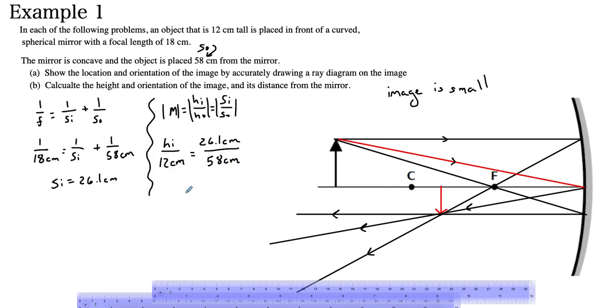All right, and if you take a second to solve that, the magnitude of the image height is going to work out to be 5.4 centimeters. Okay, so it's smaller than the original height. Now the actual image height is equal to negative 5.4 centimeters. Now why is that? If you look, this is in the positive, this is going to be the negative. It's below the principal axis, and therefore it's negative.